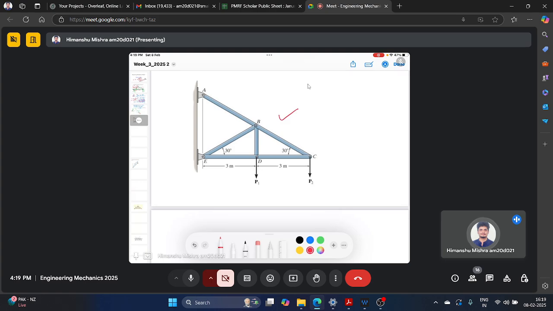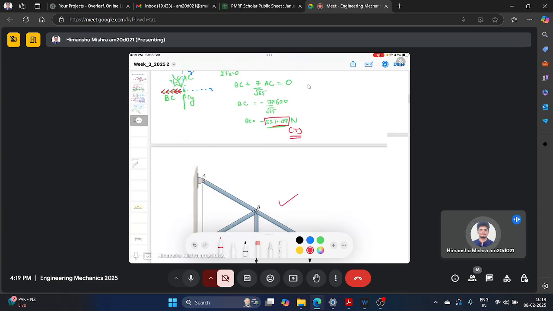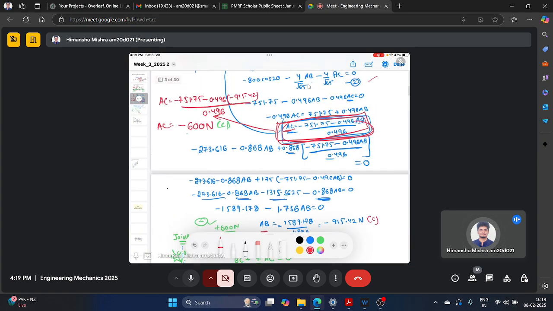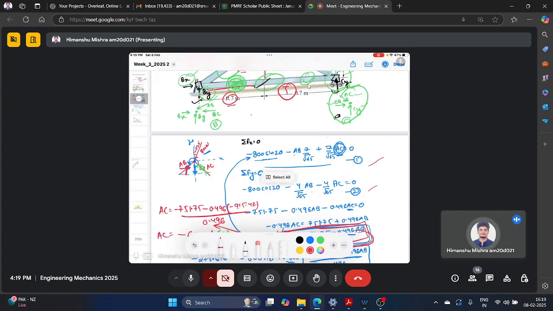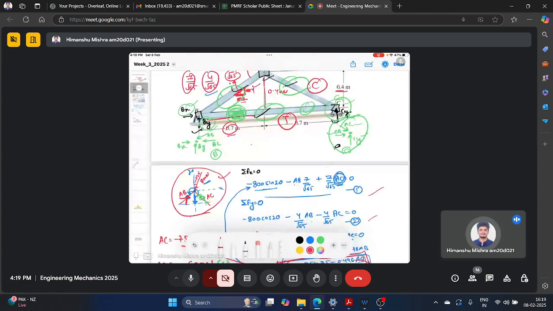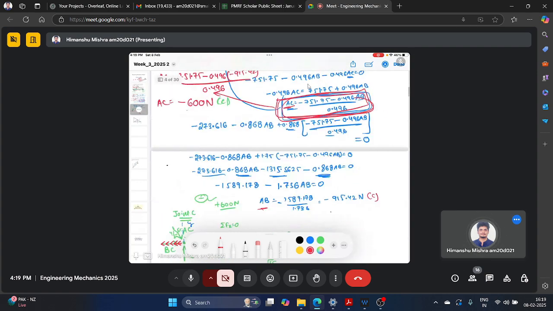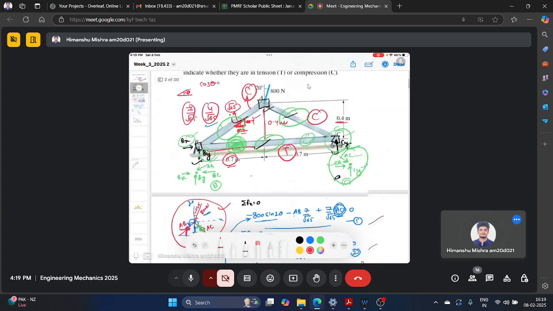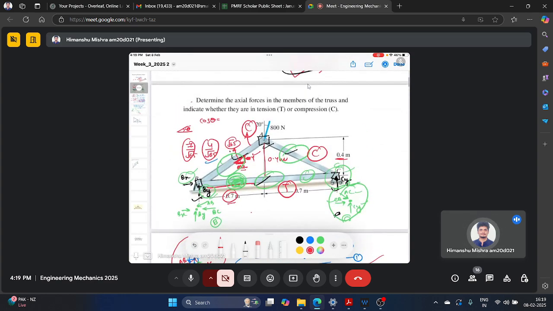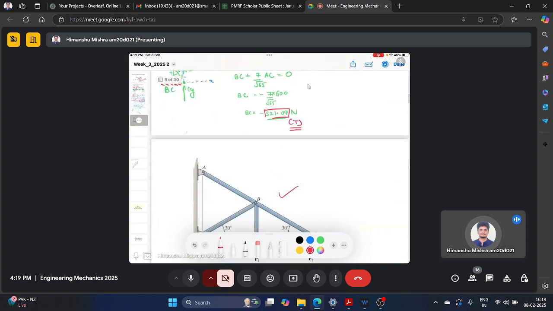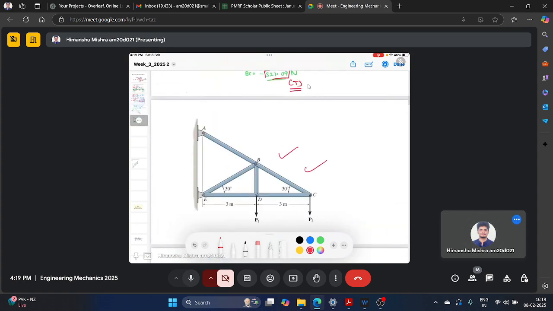So try to solve the same problem by the method of joints, where you consider each joint, and at each joint you have to use the equilibrium equations on the free body diagram, right? Just note that you need to first draw the free body diagram at each joint. So use the same method that we have discussed. Until now we have solved two problems using the method of joints. Then you can solve this problem by yourself.